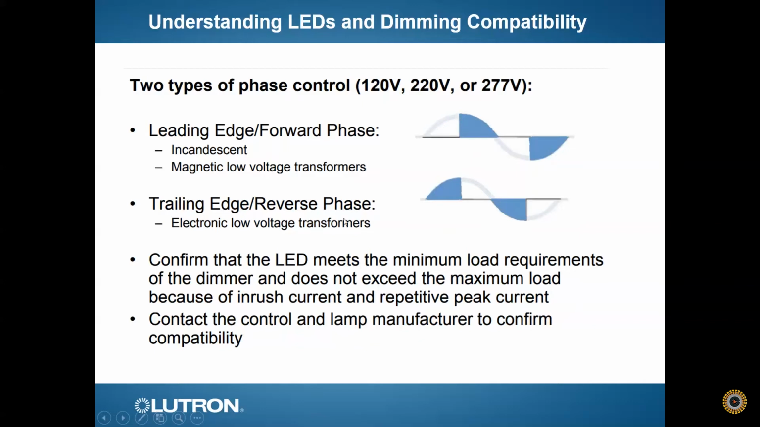And the opposite would be reverse phase dimming. In reverse phase dimming, we're using that reverse part of the phase, and we're chopping off the forward or the leading edge of that phase.